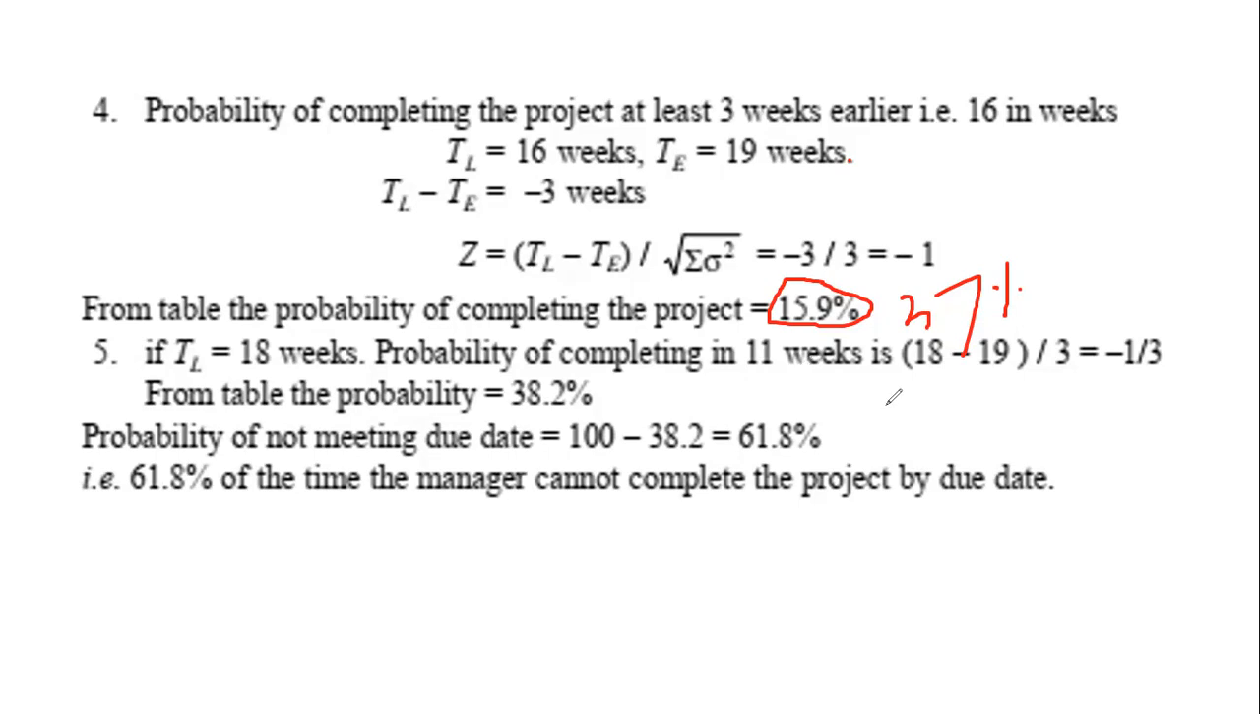So 18 minus 17 divided by 3, that will give us 1 by 3, again 0.33. So again similar, that is 61.8 or 62%. Is it right? So I hope you understood this particular problem.